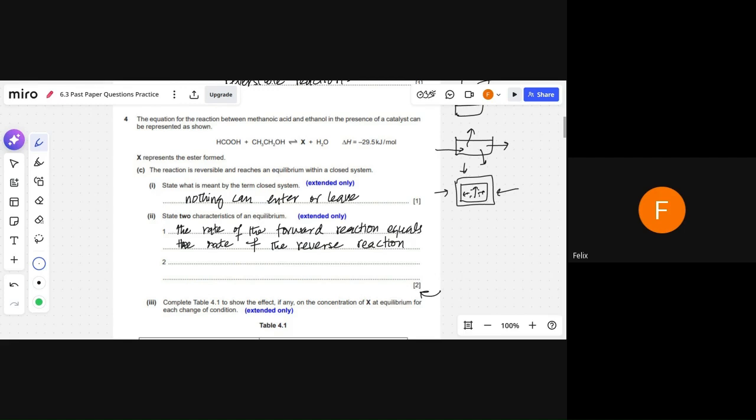And the second characteristic of an equilibrium is that the concentrations don't change. So we write that concentrations of reactants and products are constant, or they remain the same, right? I hope this is clear.